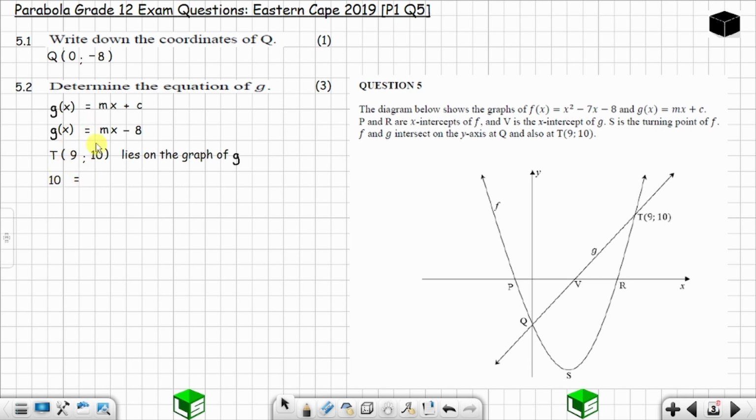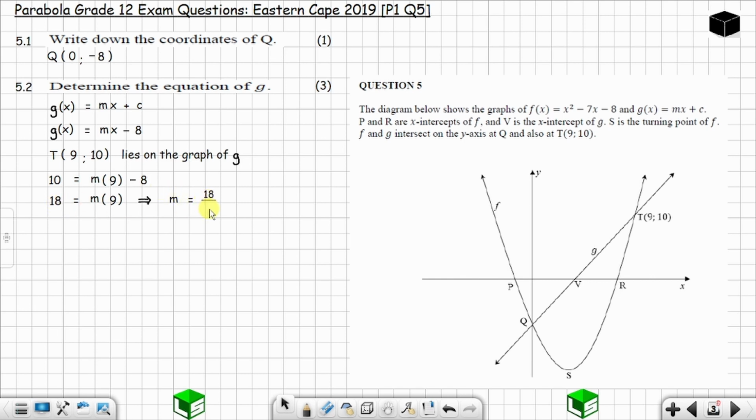So you have g of x is equal to 10. This is equal to m times x, x is 9. So you have m times 9 minus 8. Now from this you can get the value of m, which is the gradient. You can take negative 8 to the left. Now you have 10 plus 8, which is 18, and this is equal to m times 9. What is m equal to? You divide by 9 on both sides. Now you have m is equal to 18.